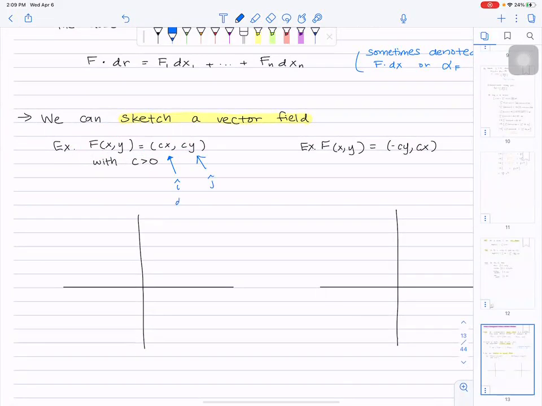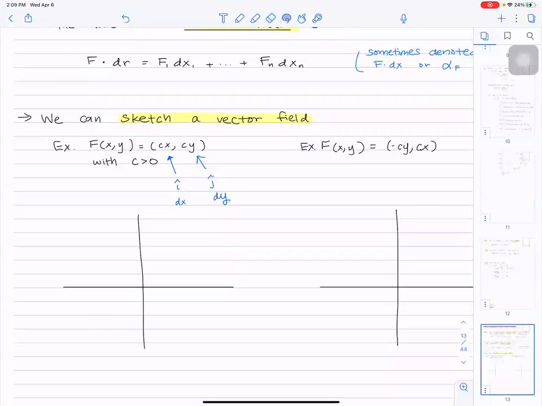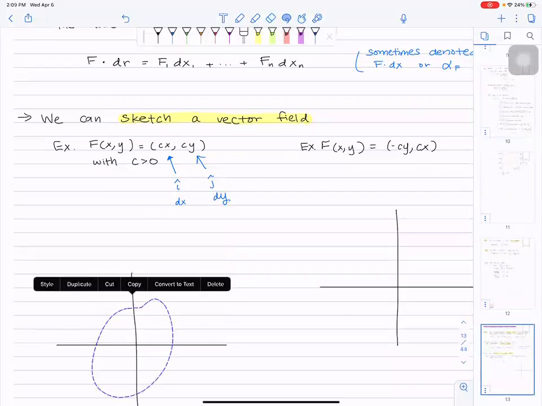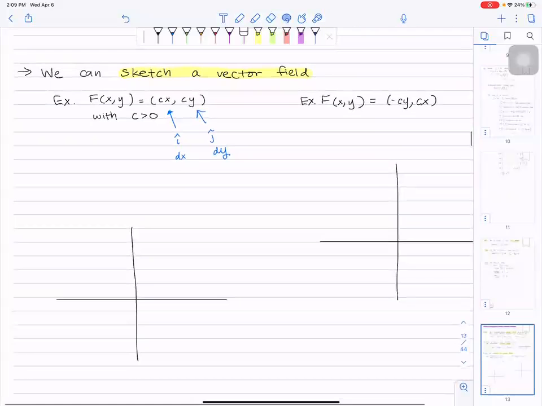Or this could be your dx term, or this could be your dy term. So a vector field can be given multiple ways. And so how do we sketch it? Well, let's say for now, let's choose c equals 1, just so that we can graph this nicely. So our function is xy.